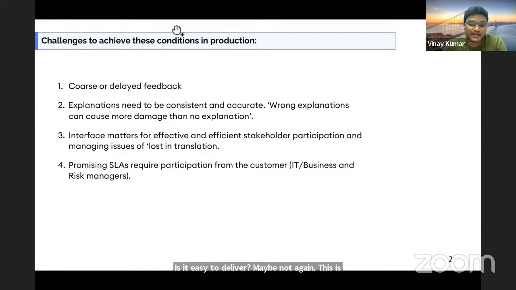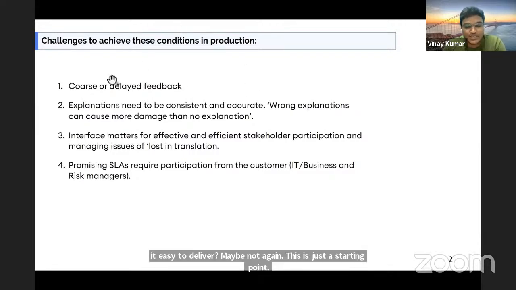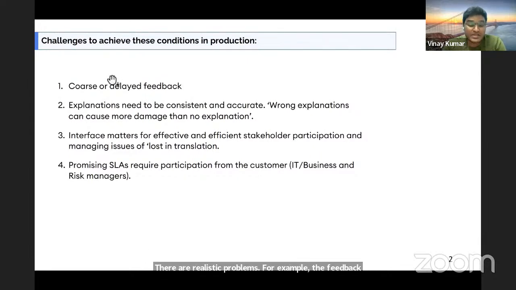There are realistic problems. For example, the feedback in some of the use cases could be very coarse. You can get very, very delayed feedback. Then it becomes quite tough to change or modify these in real time.